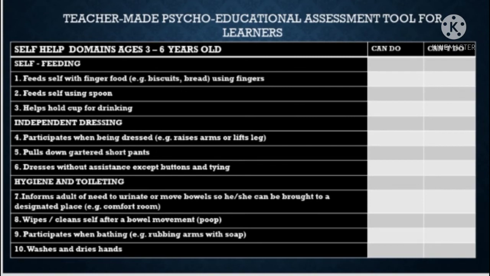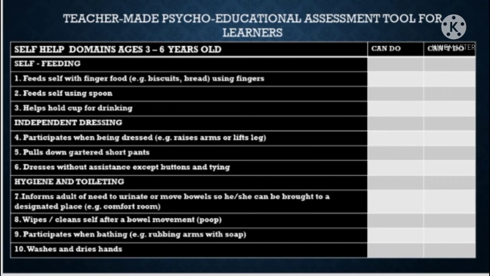For self-help domains, we start with self-feeding. 1. Feeds self with finger food, for example biscuits and bread, using fingers. 2. Feeds self using a spoon. 3. Helps hold a cup for drinking. For independent dressing, 4. Participates when being dressed, for example raises arms or lifts leg. 5. Pulls down collared short pants. 6. Dresses without assistance except buttons and ties.